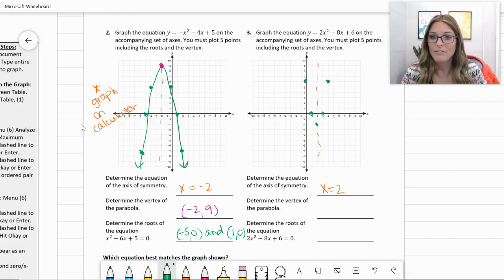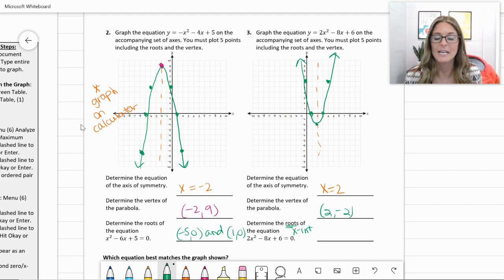So I've got those 5 points where if I was on Delta Math, it would graph it for me, creating that nice parabola curve there. Let's add to our notes. The vertex was 2, -2, and the roots, those are our x-intercepts, of our equation 2x squared minus 8x plus 6 equals 0. Looks like it's going to be at 1, 0, and 3, 0.